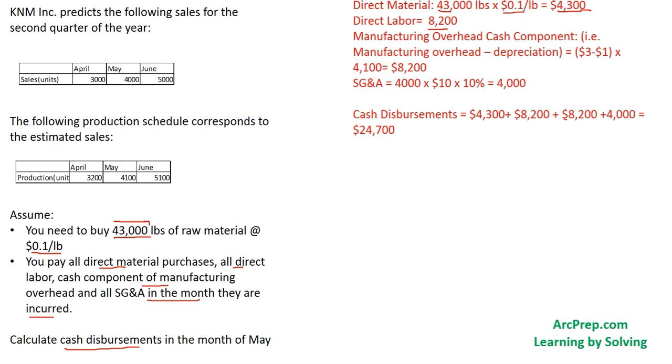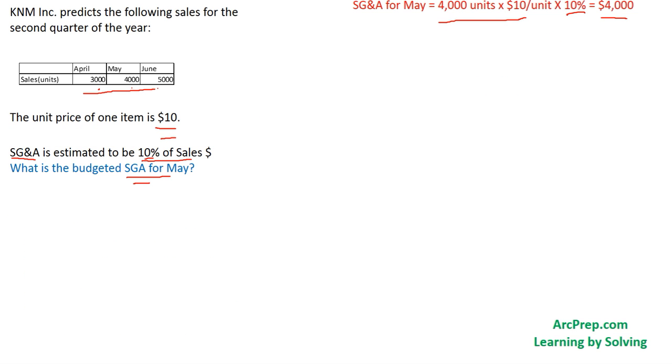For manufacturing overhead, $12,300 was what I calculated, but I'm looking specifically for the cash component. Remember, $1 of each $3 was depreciation, and depreciation is a non-cash item. So for cash, what I need to do is take that $1 out of the $3, and cash payments or cash disbursements for manufacturing overhead is $2 per unit, and hence my manufacturing overhead cash disbursements turn out to be $8,200. I'm paying SG&A the same month as well, $4,000 right there. This is what I calculated right here for SG&A.